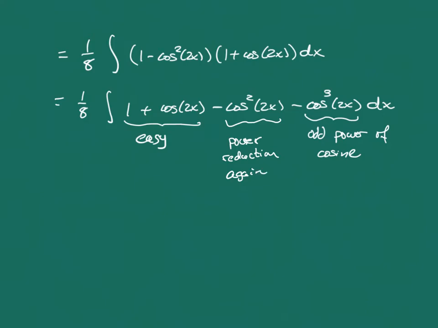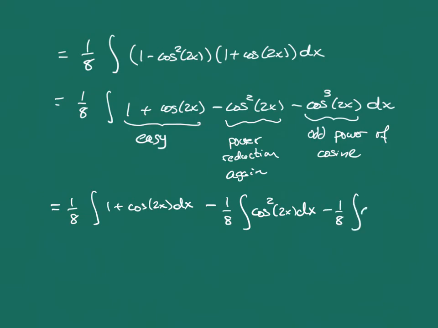And so for this integral, we now break it up into three parts. We've got the integral of 1 plus our cosine of 2x dx. That's 1. And then minus a 1/8, the integral of our cosine squared dx. And then minus our 1/8, the integral of our cosine cubed of 2x dx. And so we can treat each one of those cases individually, and then go from there.